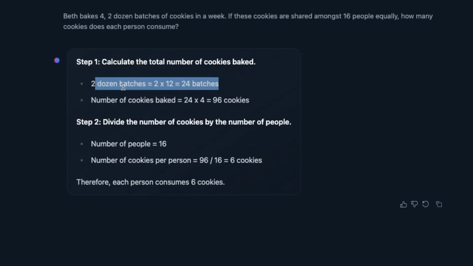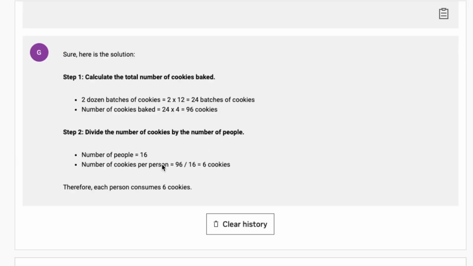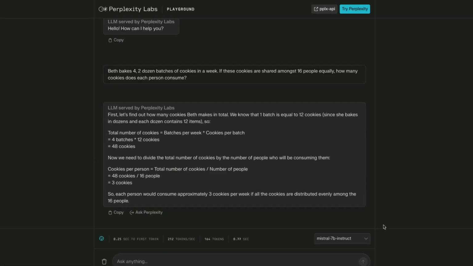Now, when I tested the same prompt on Hugging Face chat, it actually gave me a correct answer. So in this case, it says 2 dozen batches. There are 24 batches. Each batch has 4 cookies. Therefore, there are 96 cookies. There are 16 people. And as a result, you're going to get 6 cookies per person. Now, the NVIDIA Playground version also goes through exactly the same calculation and comes up with the correct answer. Now, I ran this a couple of times on the Mistral 7b Instruct version. Each time, it's coming up with 3 cookies per person.